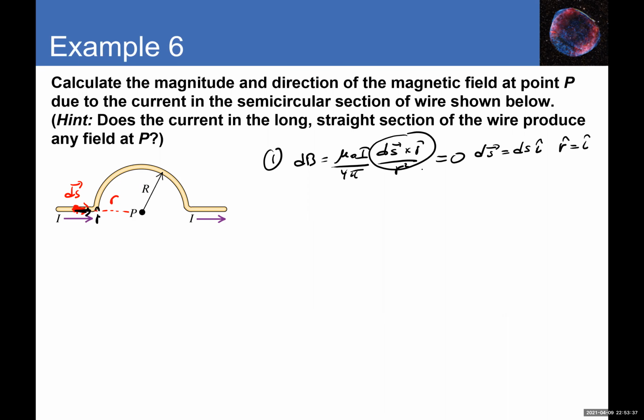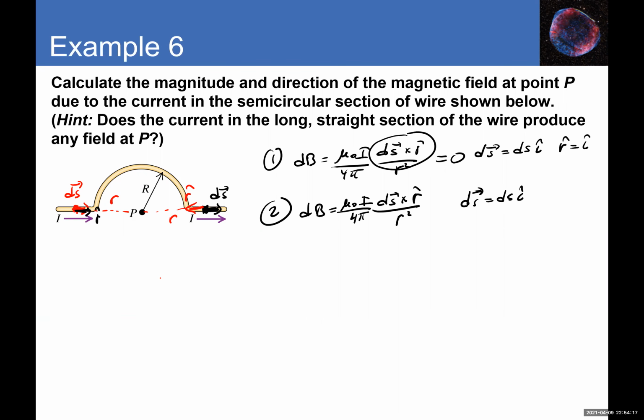That means that straight portion, segment 1, does not contribute to the magnetic field at the center. Let's look at segment 2 over here. Okay, here's segment 2. I have my element like this, and this is my ds. Then dB is equal to mu naught I over 4 pi, ds cross r hat over r squared. Here my ds, as a vector, is equal to ds i hat. The unit vector r hat, in this case, will be in this direction.